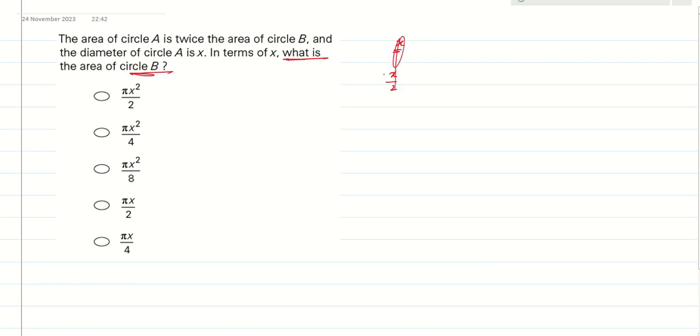Can we assume a good number for x? Can you say 4? Diameter x equals 4. What is the radius then? 2. What is the area then? pi r square, 4 pi. What should be the area of this one? 2 pi, because it is given that circle A's area is twice the area of circle B. So this is 2 pi. In terms of x, what is the area of circle B?